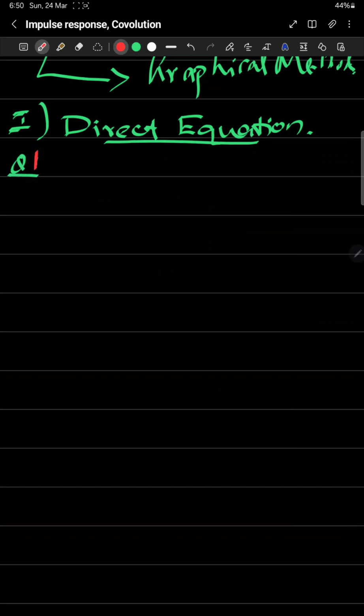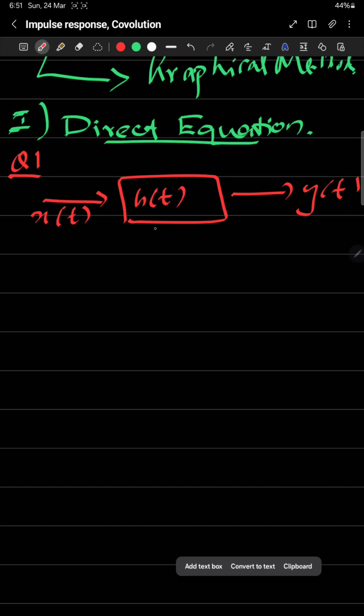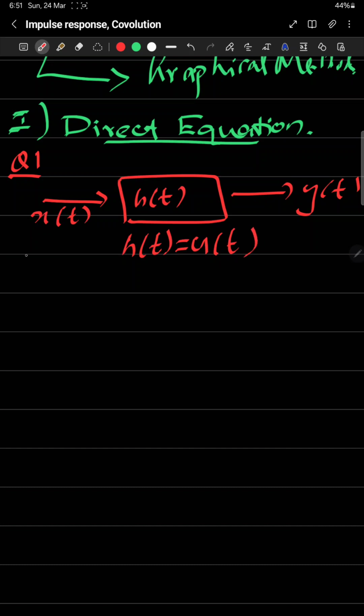Let us consider an example. Let's consider a system where the impulse response is h of t, the input is x of t, and the output is y of t. Say h of t is given by u of t. Your h of t is defined as u of t, and the input x of t is given by t into u of t.